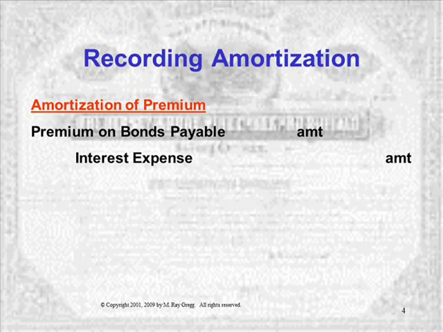The other half of the entry is always interest expense. Match the right amount of expense with the right year. Amortization of premium will debit premium to get rid of it, and credit interest expense to reduce the true cost of borrowing.